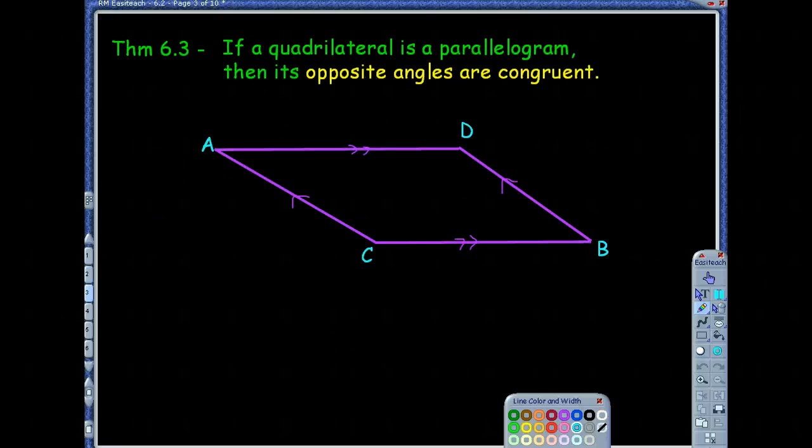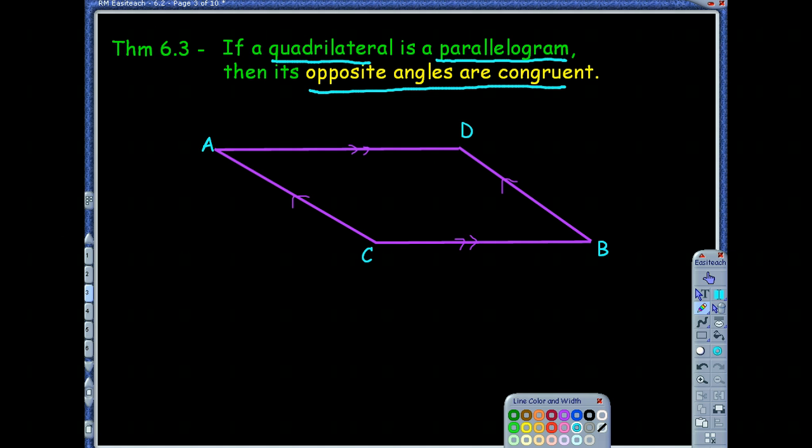All right, so there's more theorems or properties of a parallelogram. This next one talks about the angles. Again, we already have to know that we have a quadrilateral and that it is a parallelogram. So you have to know you have a parallelogram first. All of these things start off with that same idea. But then another thing that we're going to know is that the opposite angles are congruent.